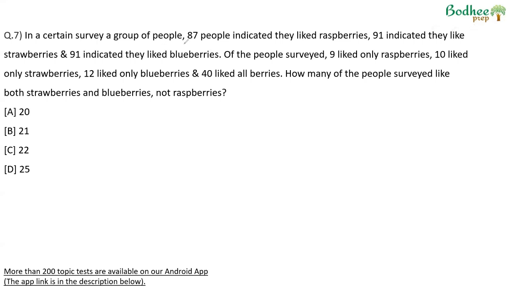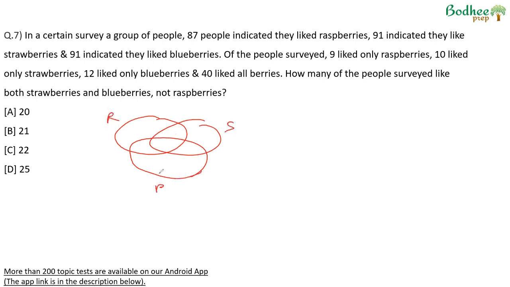In a certain survey, a group of people, 87 indicated they liked raspberries, 91 indicated they liked strawberries, 91 indicated they liked blueberries. Of the people, 9 liked only raspberries, 10 liked only strawberries, 12 liked only blueberries, 40 liked all the berries. How many people surveyed like strawberries and blueberries, not raspberries? What we can do is draw the Venn diagram here. This becomes raspberries, strawberries, blueberries.